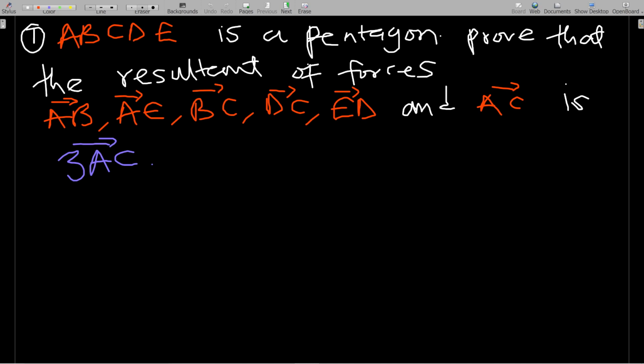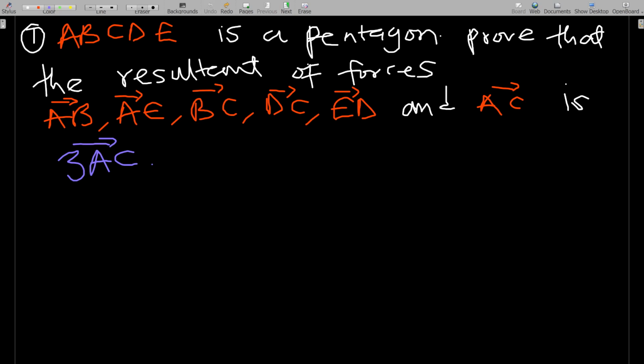Okay, so let's start. Our first question states that if ABCDE is a pentagon, then you're supposed to prove that the resultant of forces AB, given as vectors, AE, BC, DC, and ED with AC added to them, will give you 3AC.